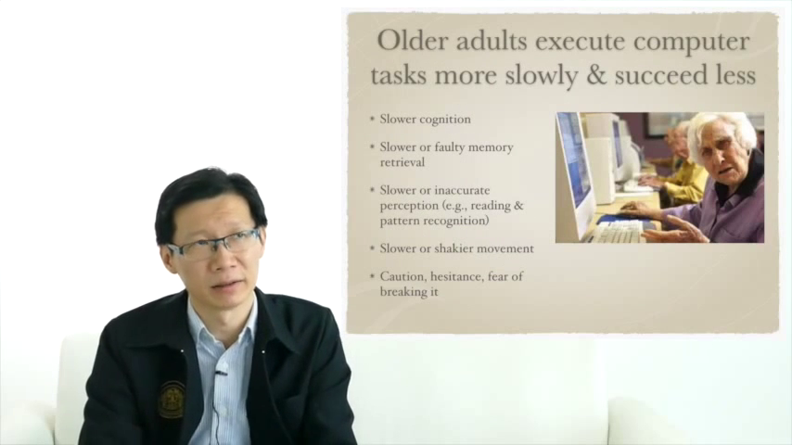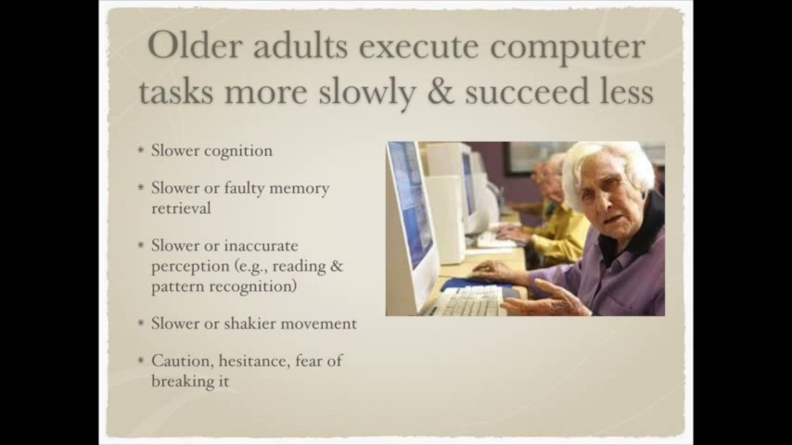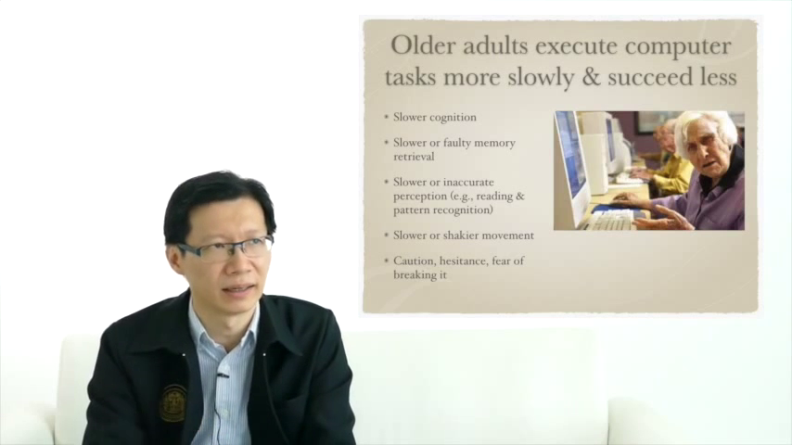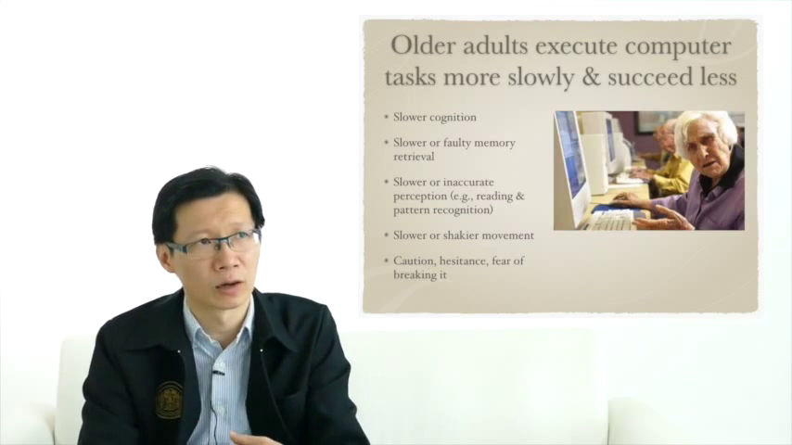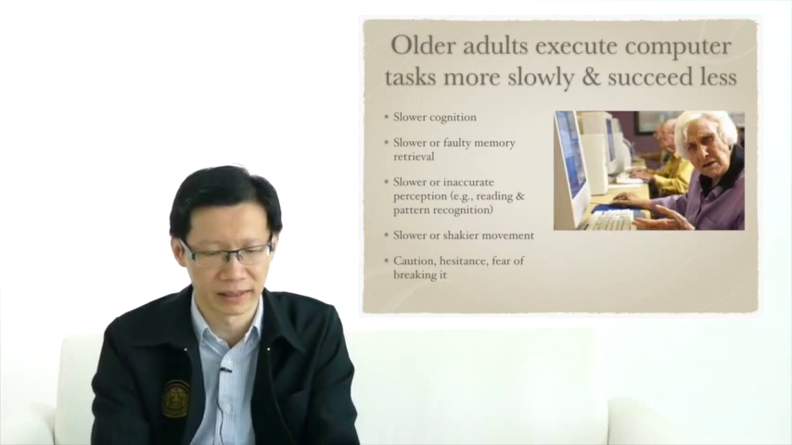The aging execute computer tasks more slowly and succeed less. This is because they have slower cognition, slower or faulty memory retrieval, slow or inaccurate perception, so they cannot see really clearly for reading and pattern recognition. They also have slow or shaky movement, and they can move the hand really shakily, and they feel cautious or hesitant or fear of breaking it when they play with technology.